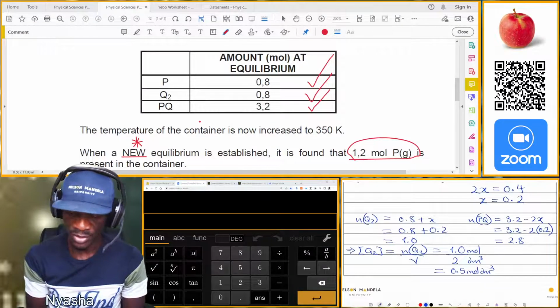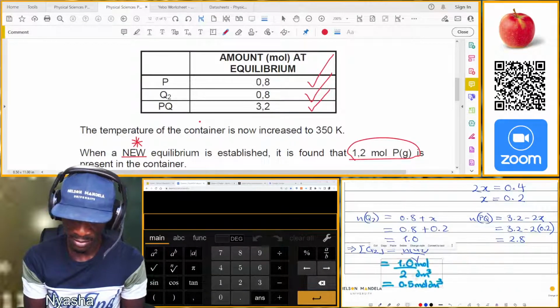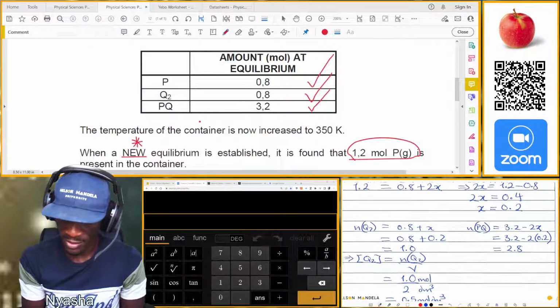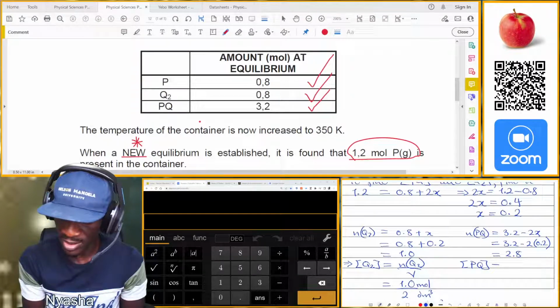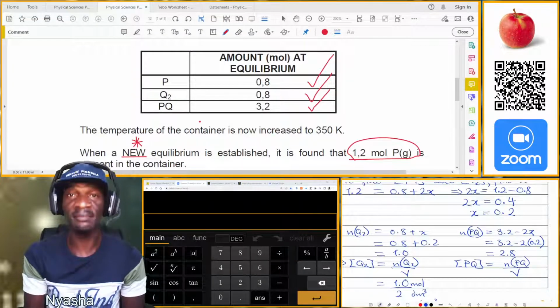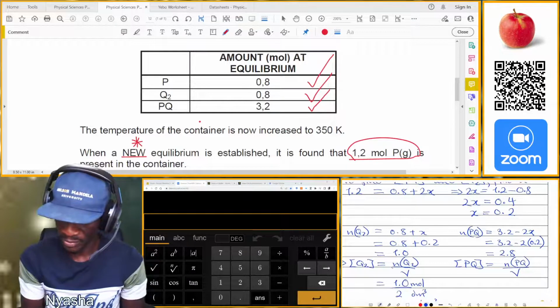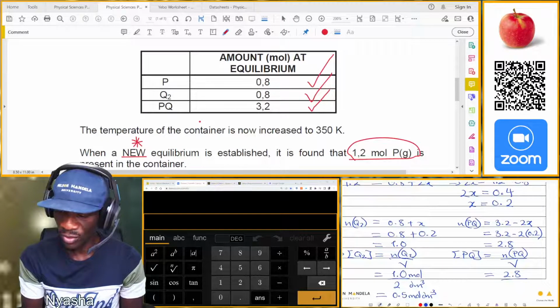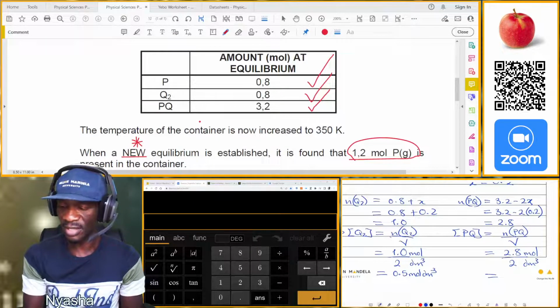Right, the same applies to the concentration of PQ. Now, the concentration of PQ is the number of moles of PQ divided by the same volume. This is all in the same volume, isn't it? So this is equal to number of moles. We have already calculated 2.8. Volume, we already know that is 2 dm cubed. So what is the final answer?